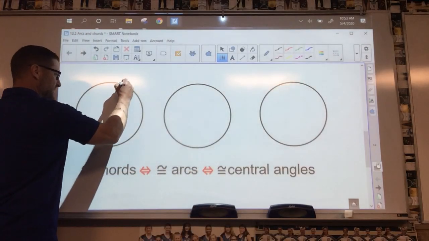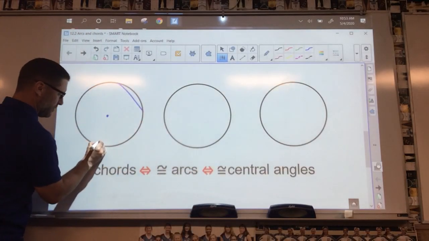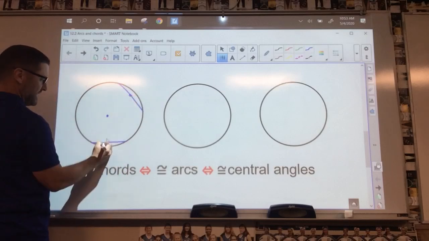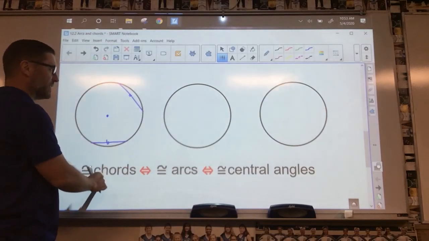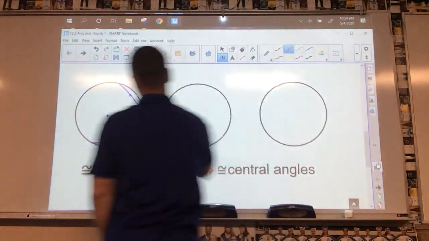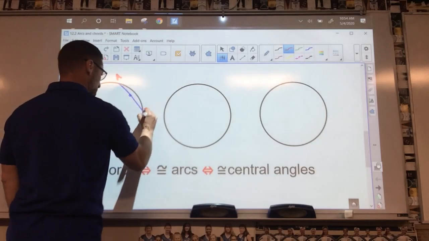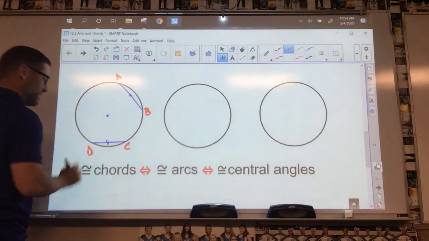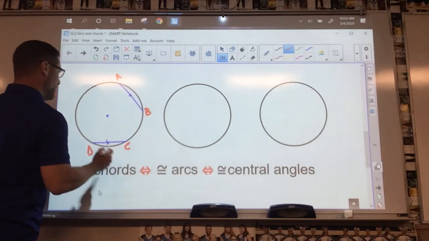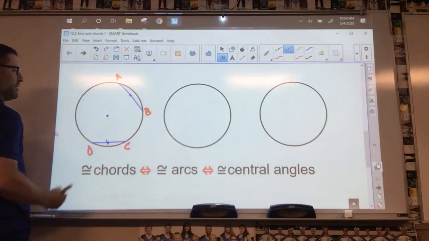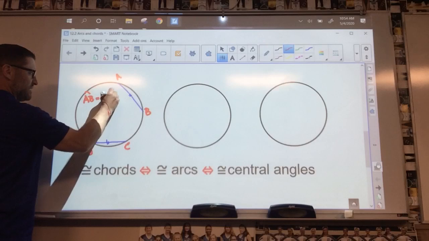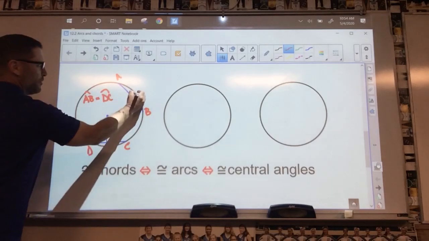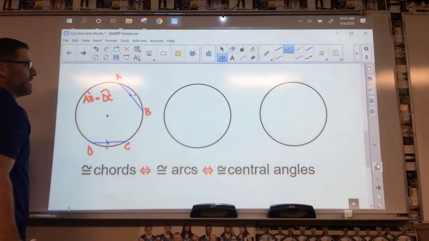The first one says, if these two blue chunks are congruent, if the chords are congruent, then arc AB and arc CD are going to be congruent. So if we have the blue part, then A to B, the arc, is going to equal D to C, the arc. So I can put a little tick mark there and a little tick mark there.